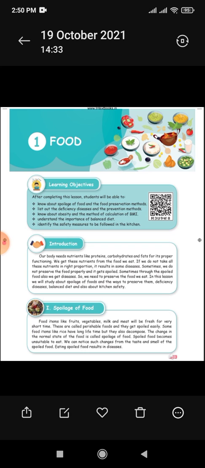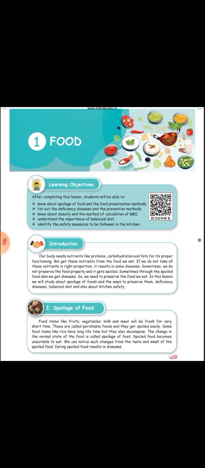If we eat this spoiled food, we can have some diseases. So we have to prevent the food from spoilage. We have to preserve the food from spoilage. That and all we are going to see in this unit.